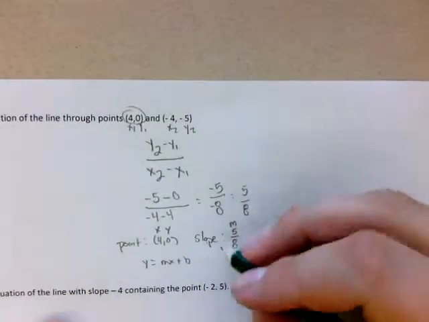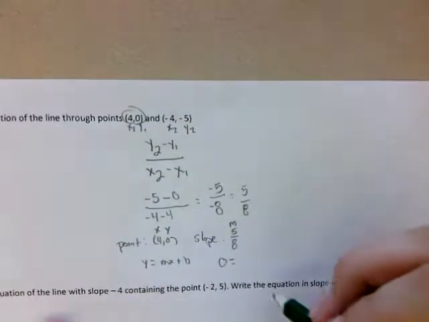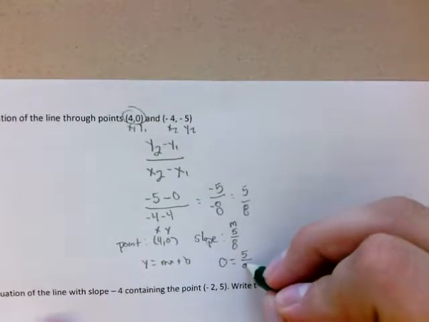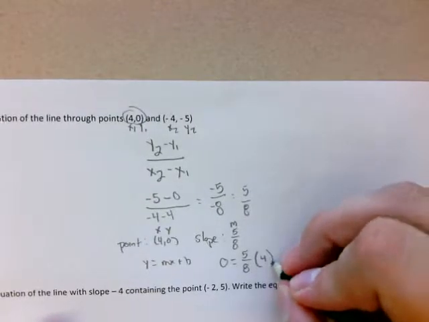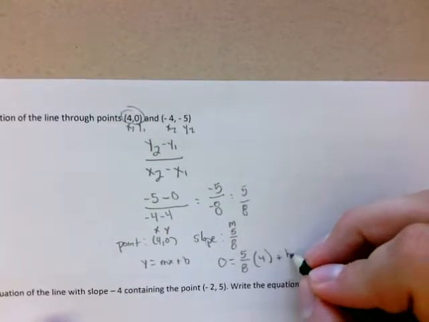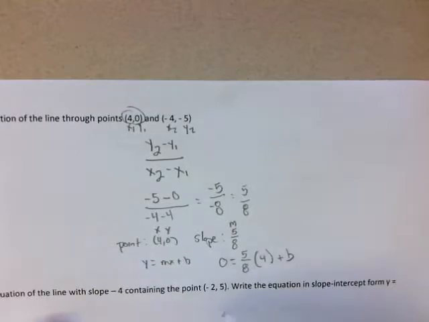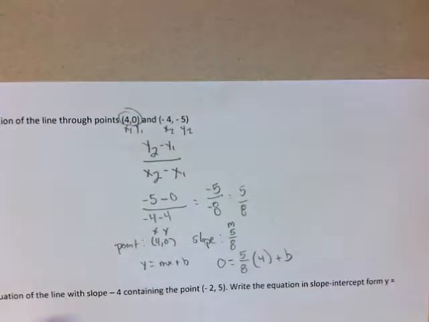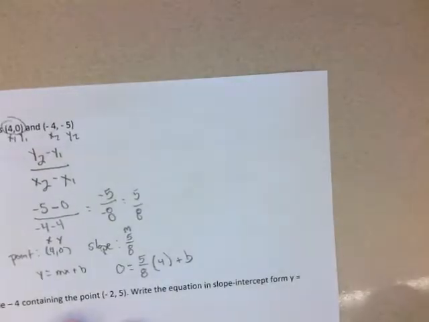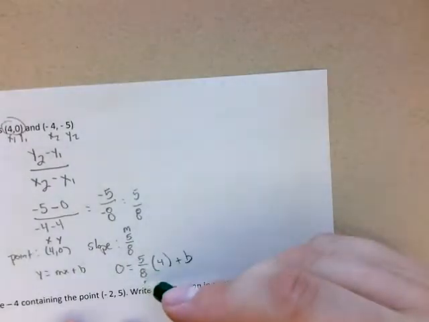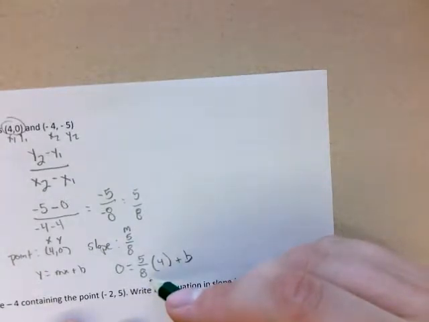Y. Well, my y is 0, so 0 equals my m, which is 5/8, times my x, which is 4, plus b. So right now we have 0 equals 5/8 times 4. If you put this into your calculator, I suggest putting this in your calculator: 5 divided by 8. You will get, I believe, 6.25.